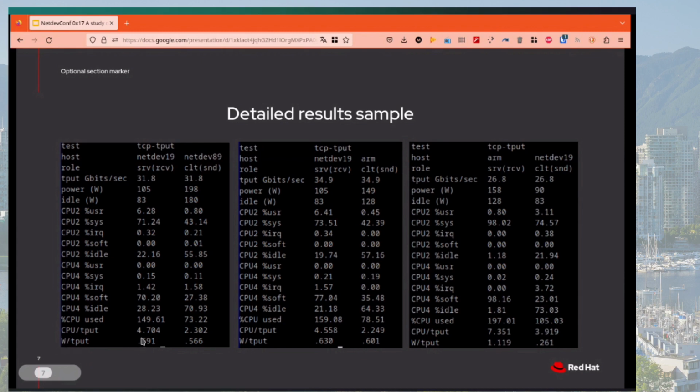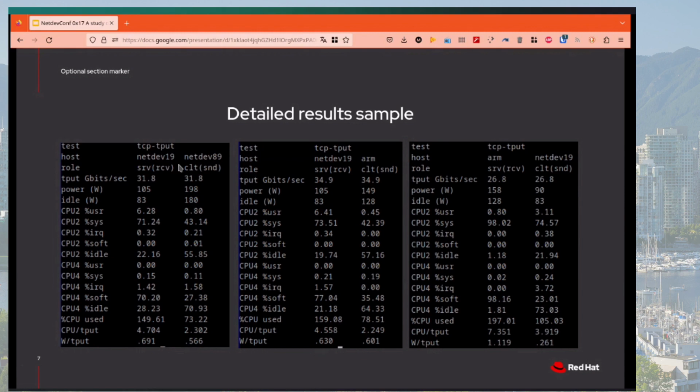So in this test, Netdev 19 needed 4.7% of CPU to handle 1 gigabit per second. And it consumed almost 0.7 watts to handle this 1 gigabit per second. And while Netdev 89 needed 2.3% CPU to send traffic, which is usually much faster, it's less expensive, and also consumed less CPU to send that traffic.